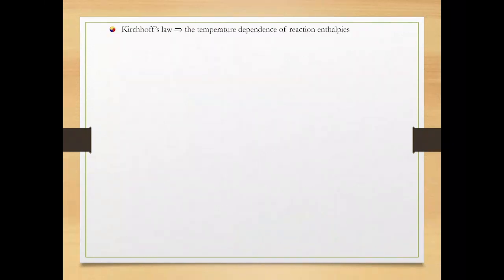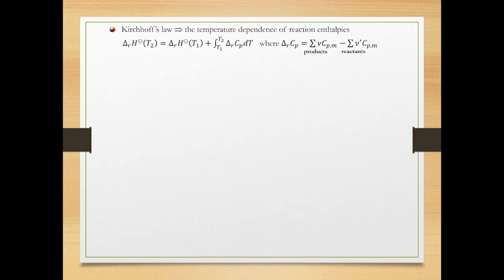Kirchhoff's law describes the temperature dependence of the enthalpy of a reaction. It is expressed mathematically like the reaction enthalpy at temperature T2 equals the reaction enthalpy at T1 plus integral from T1 to T2 delta Cp of the reaction times dT. The delta Cp of the reaction is simply the sum of molar Cp's of products minus the sum of molar Cp's of reactants. Nu and nu prime are the stoichiometric coefficients of products and reactants.